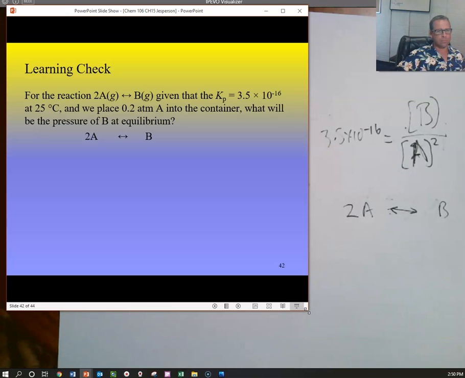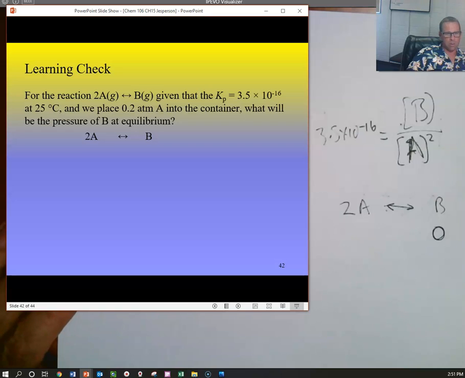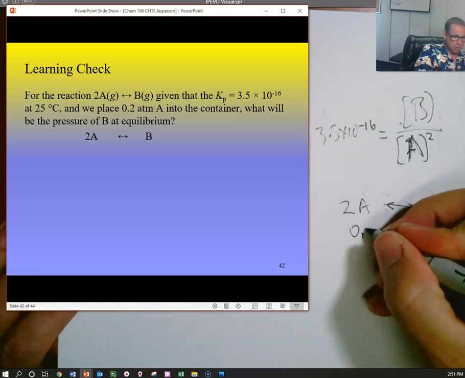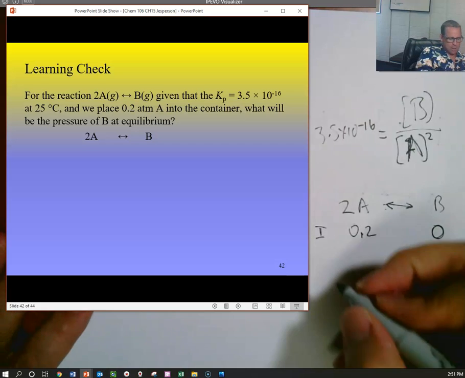Is it gonna be 1.4 times 10 to the negative 16? In terms of what? The initial concentration, initial pressure of B? Yeah. Well, all I'm asking is, in this problem, it says, here's the reaction, here's the Kp, and we place 0.2 atmospheres of A into the container. How much B do we start with in the container? Does it say anything about that? No. It doesn't. I just thought. So essentially what we're seeing is that we have no B to start with, and we're starting with 0.2 atmospheres of A. So that is the I for our ice table.